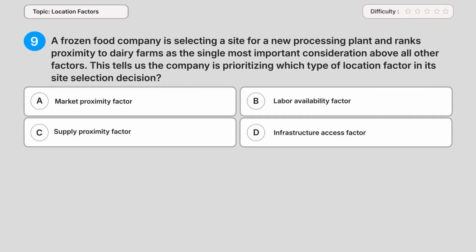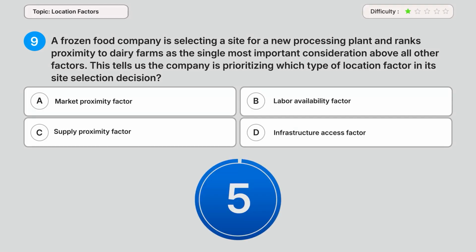9. A frozen food company is selecting a site for a new processing plant and ranks proximity to dairy farms as the single most important consideration above all other factors. This tells us the company is prioritizing which type of location factor in its site selection decision. A. Market proximity factor. B. Labor availability factor. C. Supply proximity factor. D. Infrastructure access factor. Can you guess the answer?